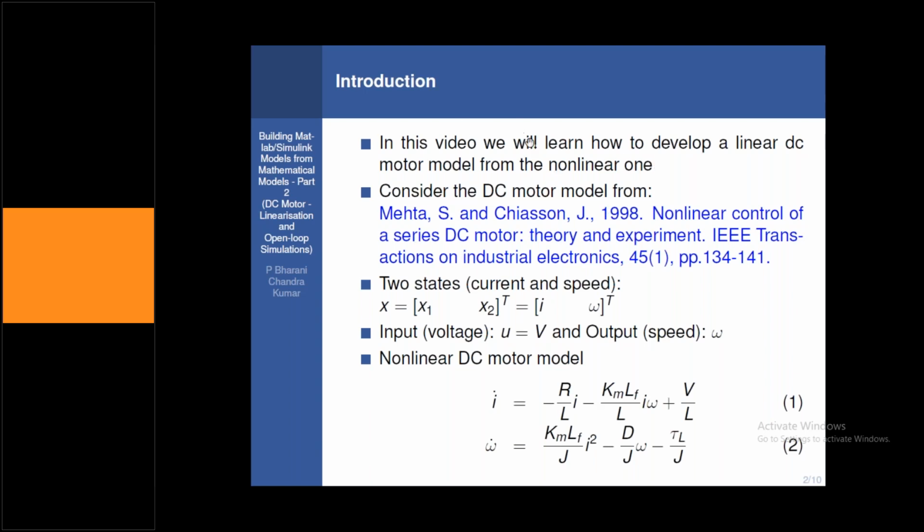So this is the model. What we have seen is a nonlinear model. Due to this I square and this I omega, we have seen that the system is nonlinear. But now we will see how to linearize this model, that means how to get the ABCD matrices.